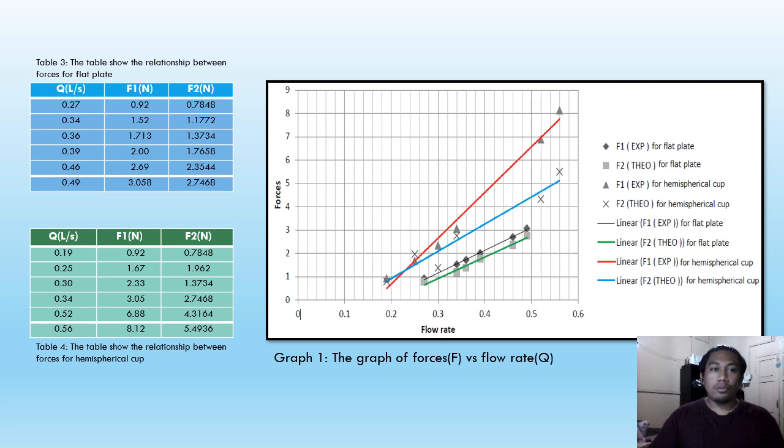The experiment continued by studying the relationship between the forces, where F1 is the experimental value and F2 is the theoretical value. Table 3 shows the relationship between the forces for the flat plate. Table 4 shows the relationship between the forces for the hemispherical cup. Then graph 1 is plotted, showing force versus flow rate Q. There are 4 linear plots in this graph.